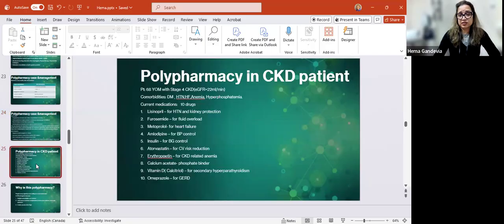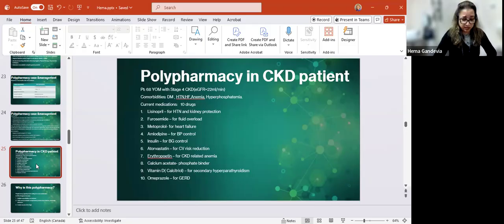I do have another interesting case of polypharmacy in a CKD patient. So this is again an example of a common profile of CKD patients. Our patient over here is a 68-year-old male with stage 4 CKD, and his eGFR is approximately 22 ml per minute. His comorbidities are diabetes, hypertension, anemia, and hyperphosphatemia.